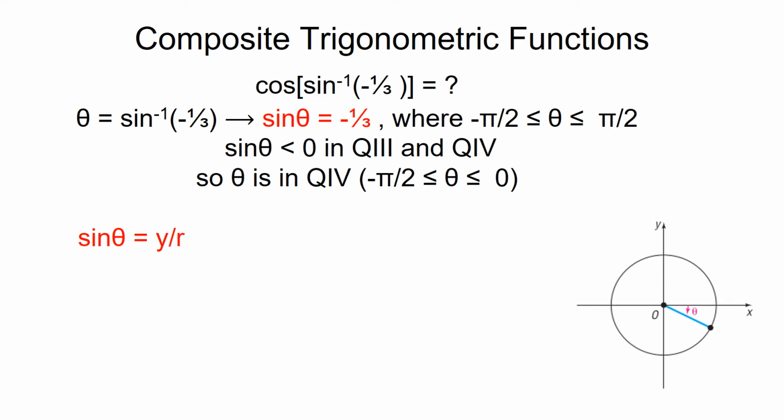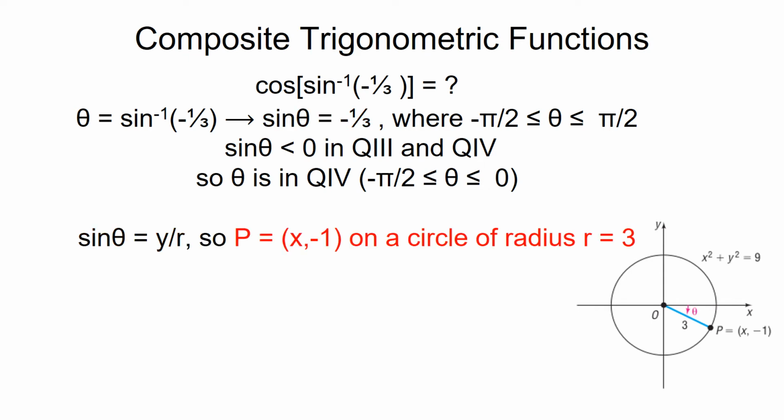Sine theta is defined to be y over r, and for this particular theta, it equals minus 1/3. So we can say that y is equal to minus 1 and r is equal to 3, recalling that r cannot be negative. So we say that there's a point P at x, minus 1. That's 3 units away from the origin, and it's on the terminal side of theta. We don't know yet what x is, but we can find x by using the Pythagorean theorem.